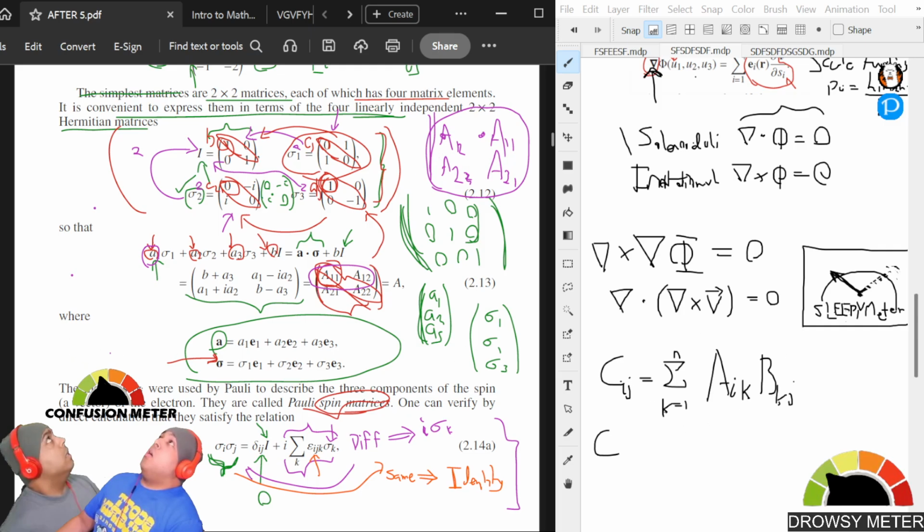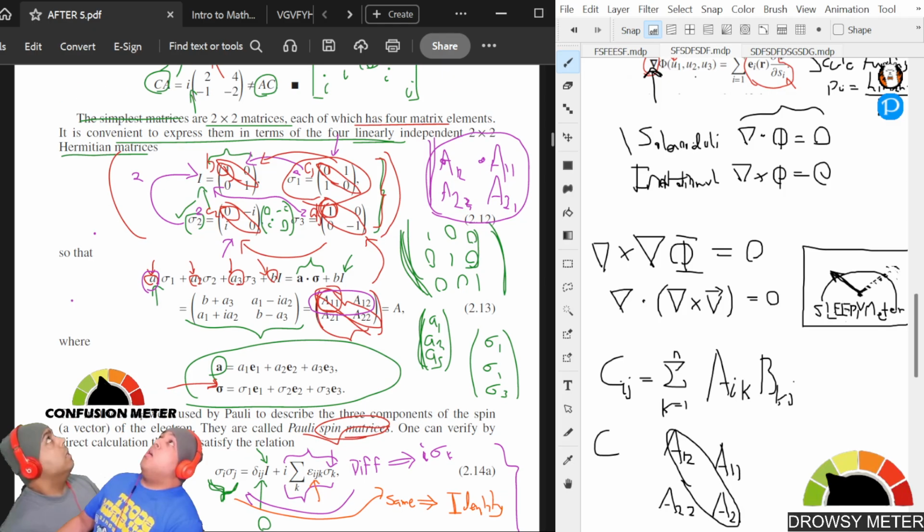I'll write it to the side over here. A1 2, A1 1, A2 2, A2 1. The trace of this is just A1 1 plus A1 2 plus A2 1, which is this guy here. At the end of the day, this guy is the trace of these added up.